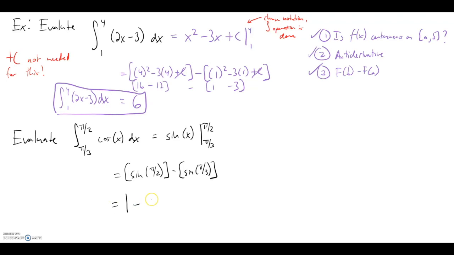Sine of pi over 2 is equal to 1. Sine of pi over 3 is equal to square root of 3 over 2, and there is our final result. We can simplify this to 2 minus square root of 3, all over 2, and there is the number that represents the exact area under cosine between the boundaries pi over 3 and pi over 2.